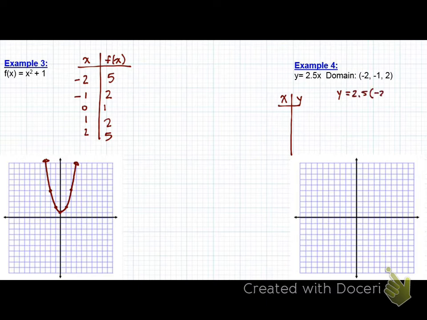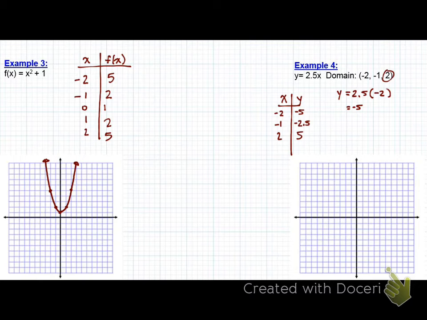Let's put our first domain value, which is -2. Okay. So what's 2.5 times -2? It's -5. Okay. So when I put in -2, I get -5. Okay, cool. Now we're going to do our next domain value, which is -1. So I'm thinking, what's -1 times 2.5? -2.5. That's right. So we're going to put -1, -2.5. Okay, last one. We got 2 here. Okay, 2 times 2.5 is 5. So we're going to put 2 and 5.